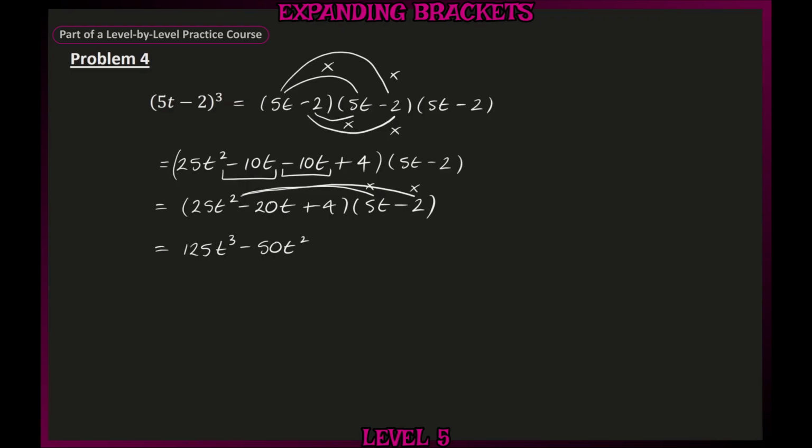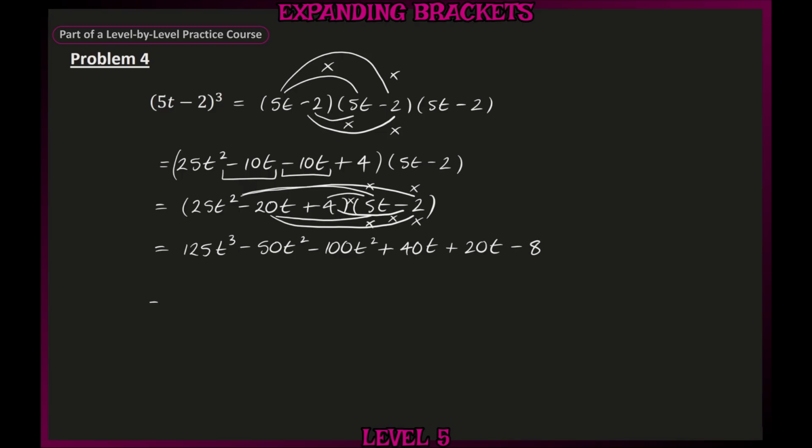Moving on to the minus 20t, we have minus 20t multiplied by 5. Well, minus 20 times 5 is minus 100, and t times t is t squared. Next, minus 20t multiplied by minus 2 gives us plus, because we're multiplying together two negatives, and 2 times 20t is 40t. Now moving on to the 4 at the end, we have 4 times 5t, which is plus 20t, and finally 4 multiplied by minus 2 gives us minus 8.